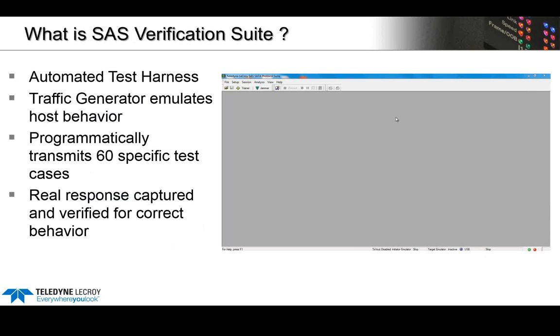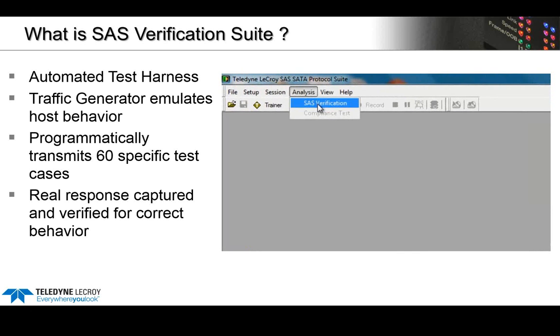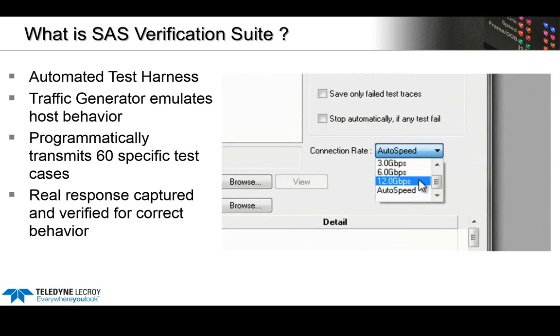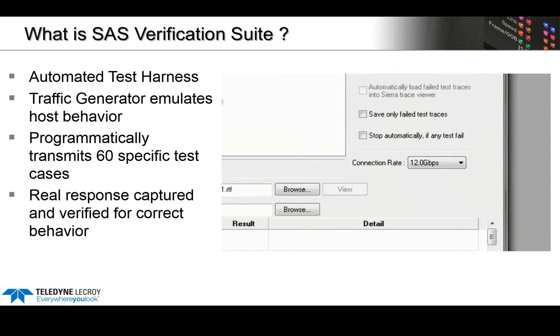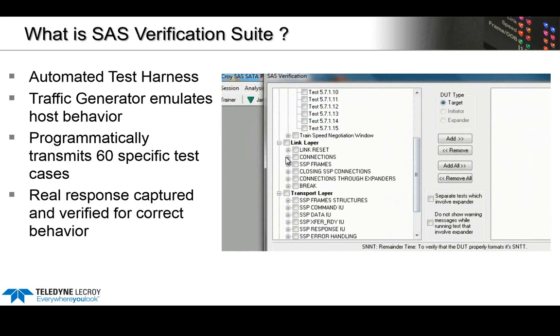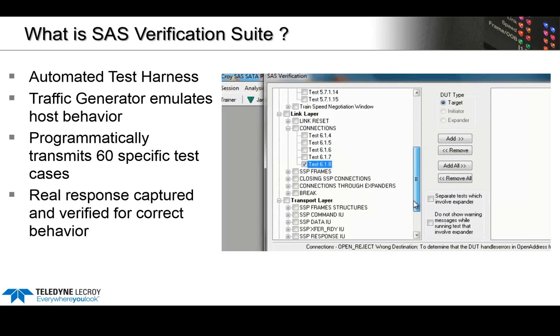So the SAS verification suite is actually integrated into the Analyzer software. There's a short video here that will give you an idea how this works. So you select SAS verification. It will bring up a console that allows you to pick which tests to run. First, you'll specify the connection rate. It can support 3, 6, or 12. And then in the video here, we'll pick a few tests and then run them in real time. We'll come back and look at some of the specifics of these individual tests.